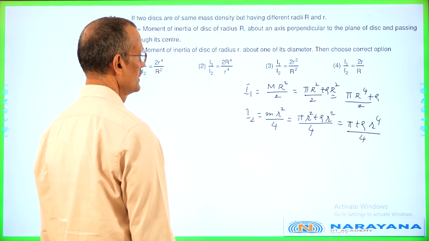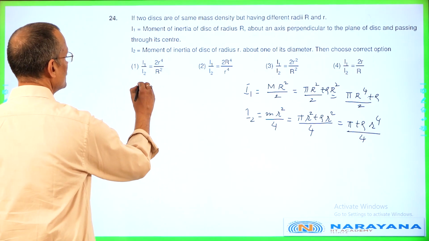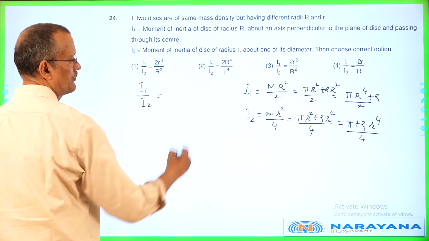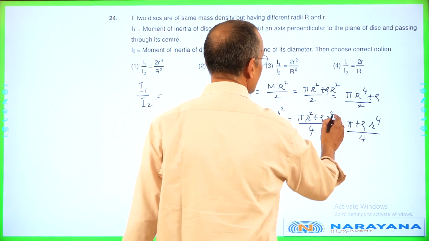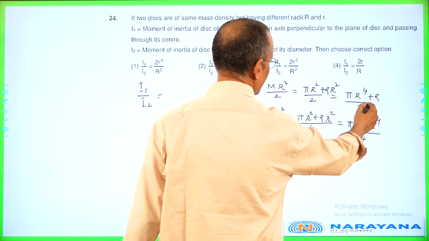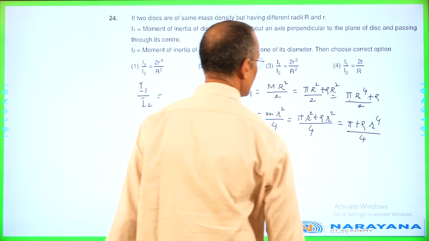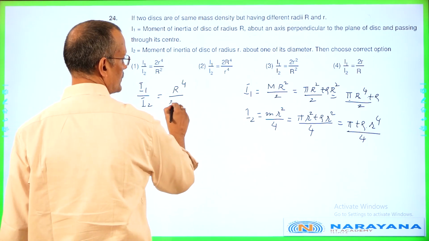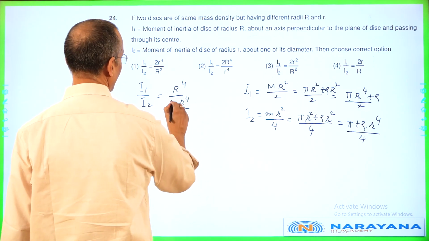Am I right? So, now you see they are asking you I 1 by I 2. If you take the ratio, this pi r square, if you check here, what is left? Pi t rho is cancelled. It will be left here R 4 by 2, and here it is r 4 by 4.